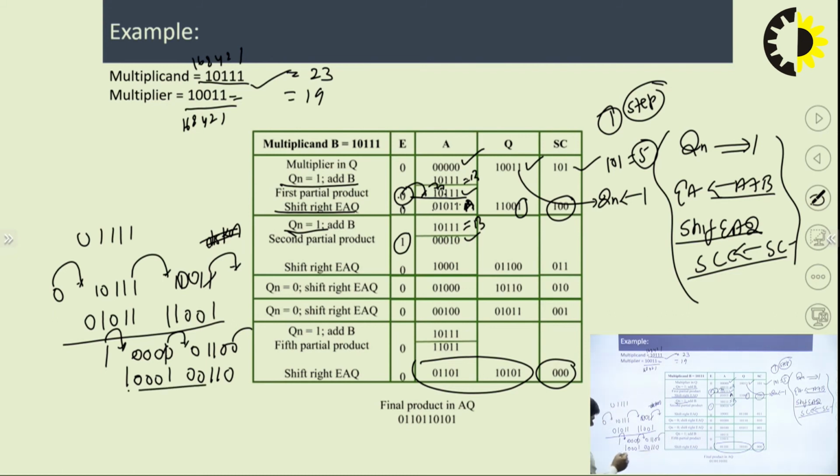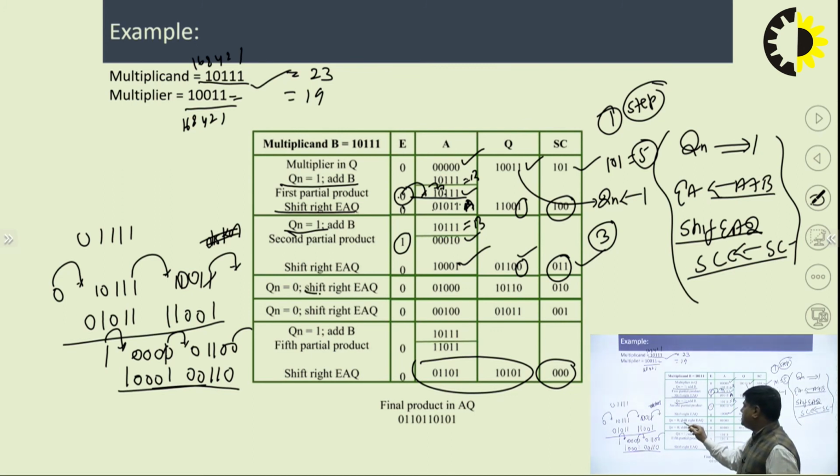It means this answer is coming after the shifting. You can check it here, this value and this value are same. You can check it. And SC is equal to SC minus 1. It means 4 minus 1, 3, this value is 3 and one step is complete. Again check SC, 3 is not 0, then again we move, check QN, and this time QN is 0.